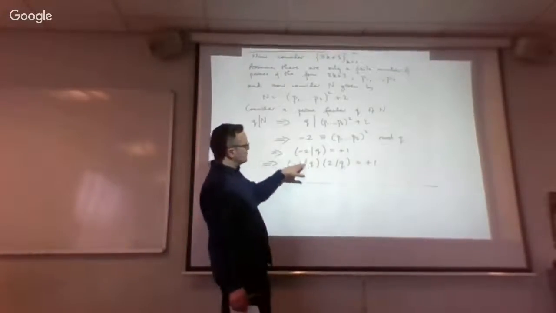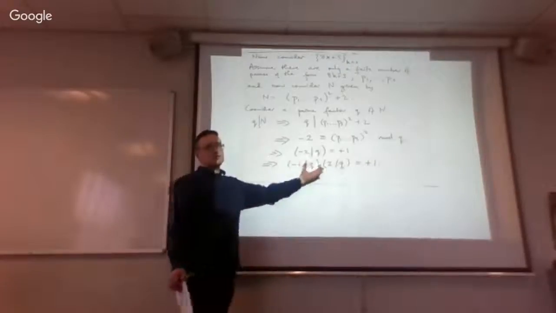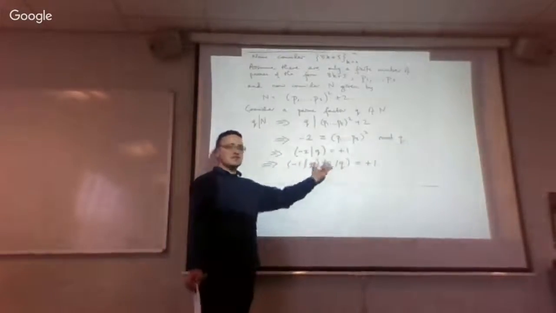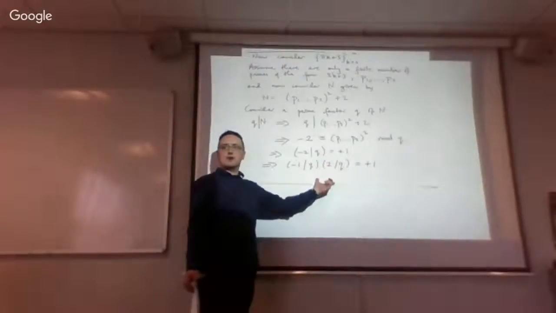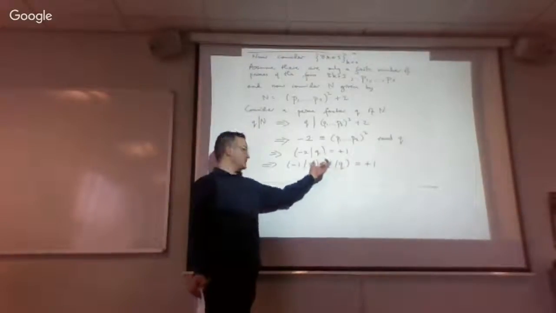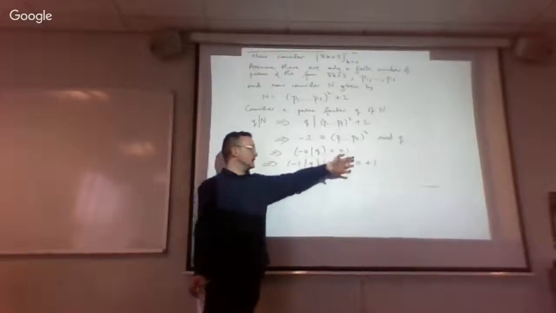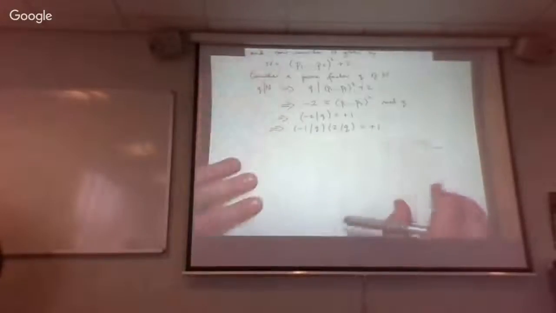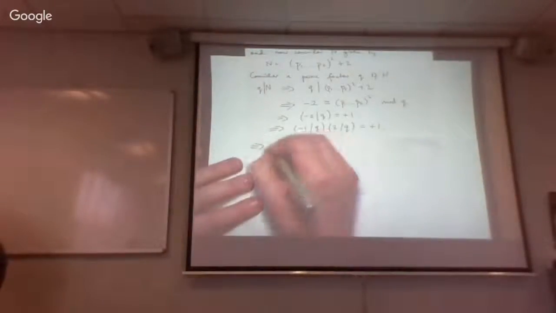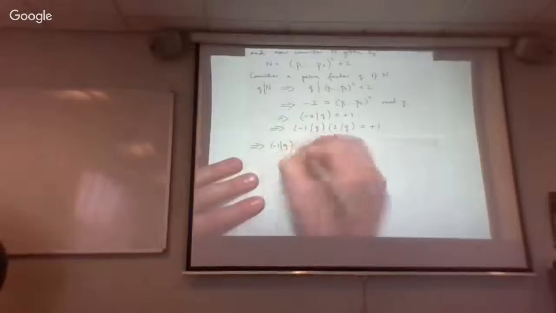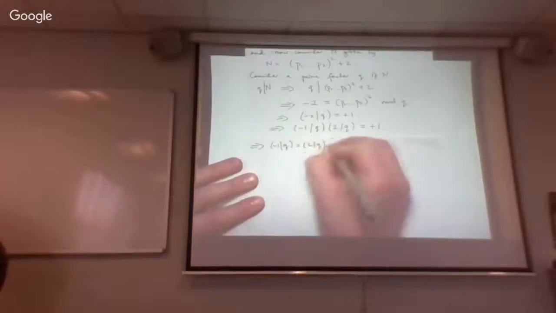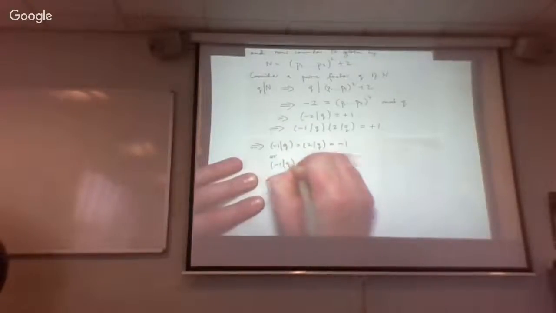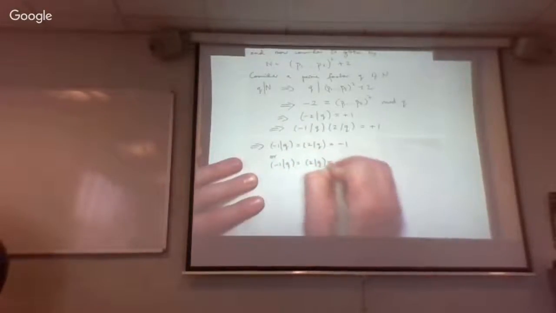But what have we got? We've got the product of these two equal to plus 1. Well, if the product is plus 1, that tells you they both have the same sign. They're either both plus 1 or they're both minus 1. That's the only way when you multiply the two Legendre symbols that you can get plus 1. So they either have to be both positive or both negative. So you either have (minus 1 over q) equal to (2 over q) equal to minus 1, or (minus 1 over q) equal to (2 over q) equal to plus 1.